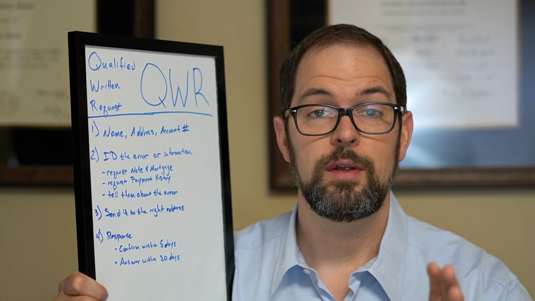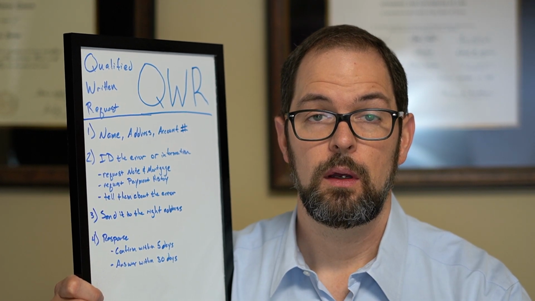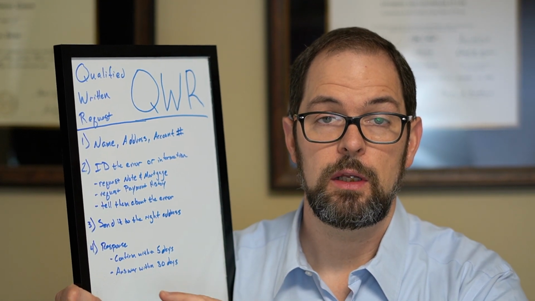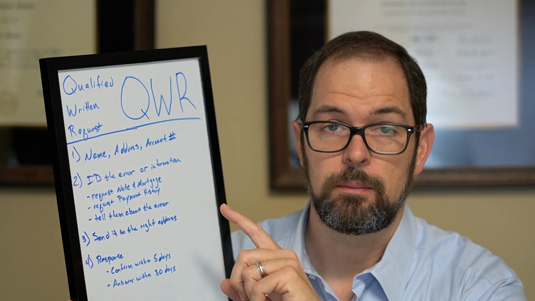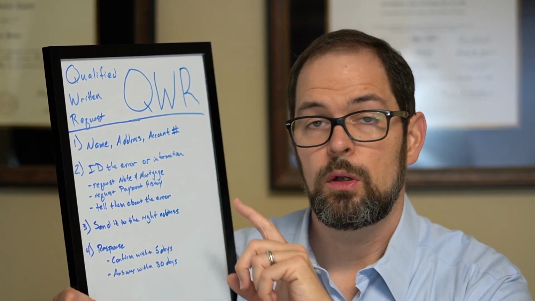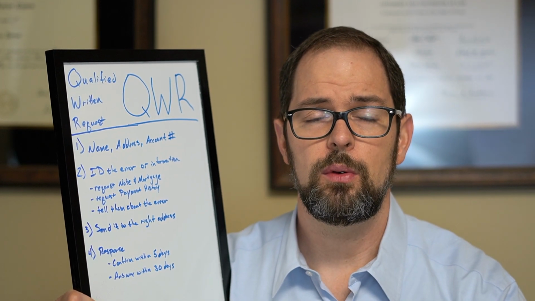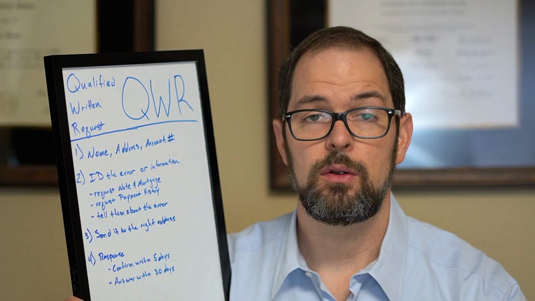It's important to include the date at the top of the letter so you can show when you sent the request. Now, in the body of the letter, you need to identify the error or the information you're requesting. You can request all kinds of things in a qualified written request. It's important to at least request the note and the mortgage. They'll have to send that to you.